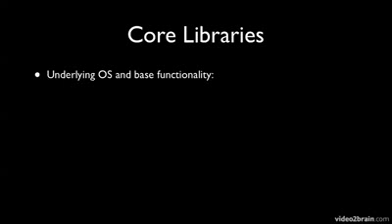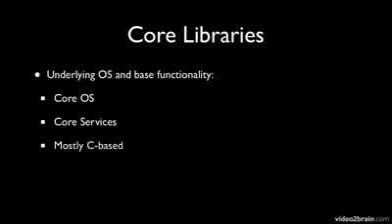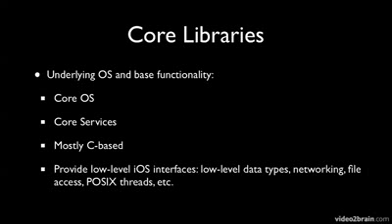The core libraries are the bottom layer of the stack, if you like. It's the underlying operating system and the base functionality. We have the core operating system, we have core services, and core services are mostly C-based. This is the low-level stuff. This is where the low-level networking takes place. This is the code that's required to integrate with the operating system, to create threads, to access files, to access network sockets. Not the sort of thing we'll normally have to worry about, and not an area we'll be working in.